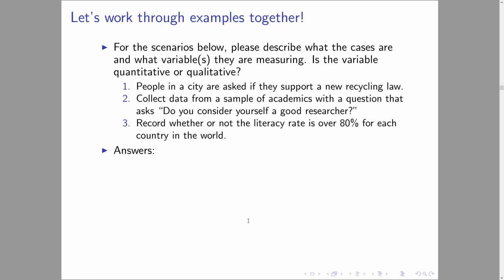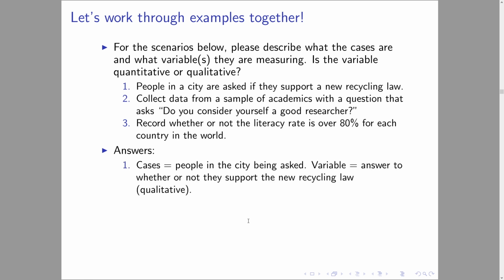Okay, so for the first one, the cases would just be the people in the city that are asked this question. It may not be everyone, it's just the people that were asked. And the variable in this case is only one. It's their answer to whether or not they support the new recycling law. And it's a qualitative variable because they can either say yes, no, maybe, not sure. It depends on what the categories are. I haven't specified it here, but just keep in mind that this is a qualitative variable because they can only really give one answer and they can't have, say, both yes and no.